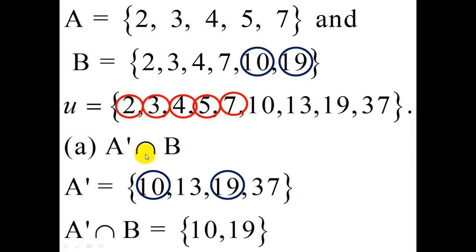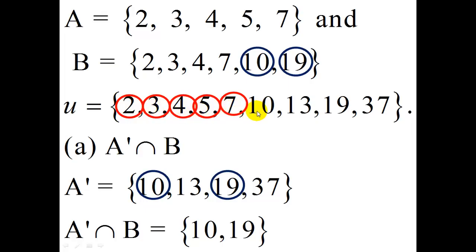Now, when we consider the elements of the set A, we have 2, 3, 4, 5, and 7, and this is the universal set. So A complement are elements that belong to the universal set, but do not belong to the set A. That is what we mean by A complement. Now, when we look at the elements of the set A, we have 2, 3, 4, 5, and 7, and these are the elements that are circled in the universal set.